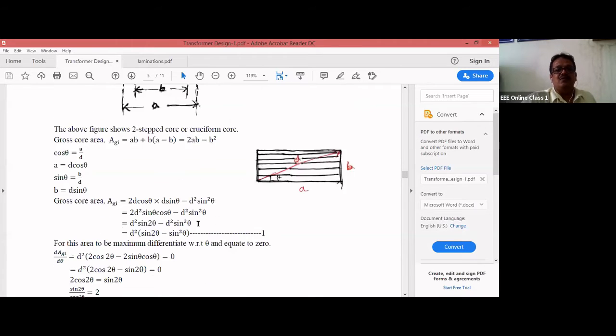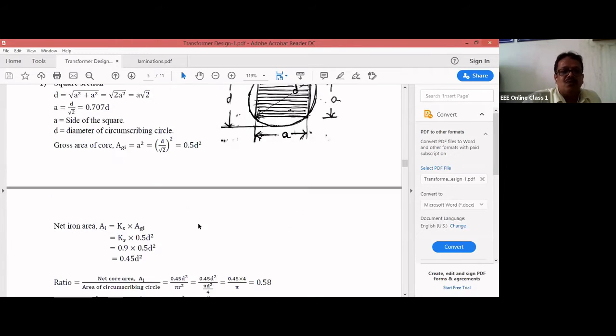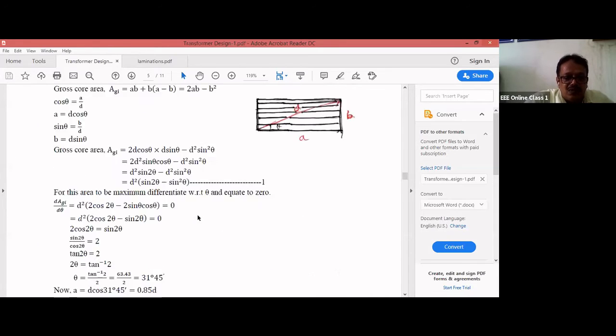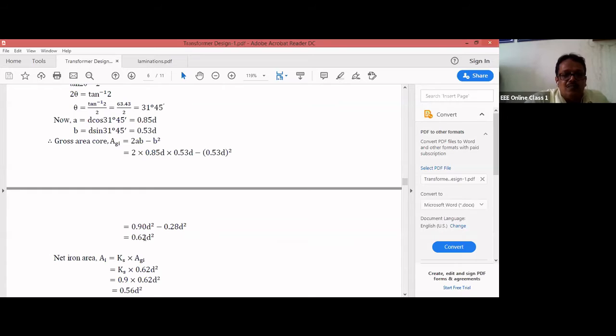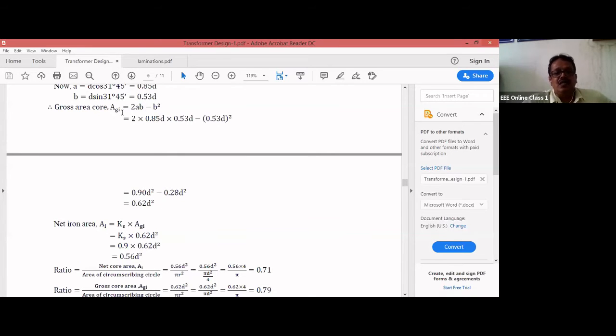Likewise, previously you have calculated what? The gross core area of the square core. What you got was 0.5 D square. Likewise, here the gross core area of the two-step core is 0.62 D square. That is gross core area. The gross core area includes the iron part and also the insulation part.